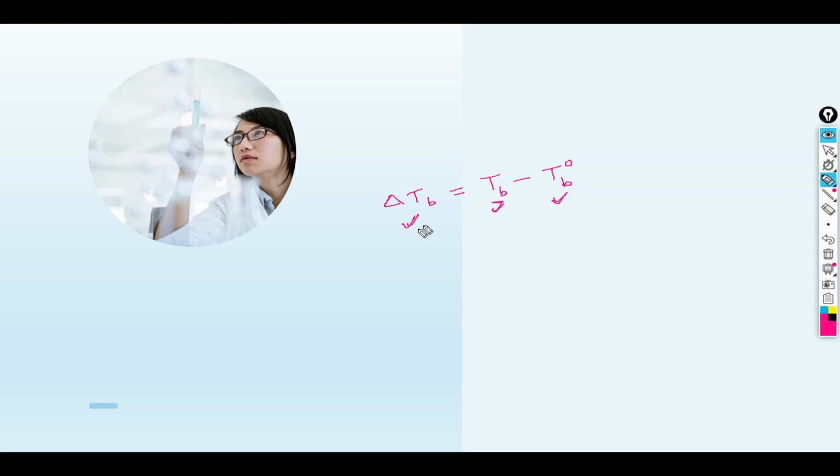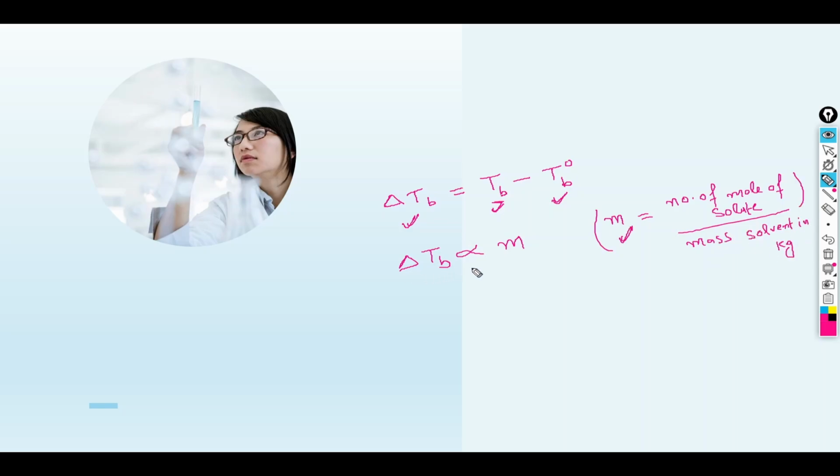So what's the relationship between this change in boiling point and the molality? Change in boiling point is directly proportional to molality. If you don't know, molality is number of moles of solute divided by mass of solvent in kg. So this elevation in boiling point is directly proportional to molality. So we'll remove this proportionality with Kb. Kb is known as the elevation constant or ebullioscopic constant.